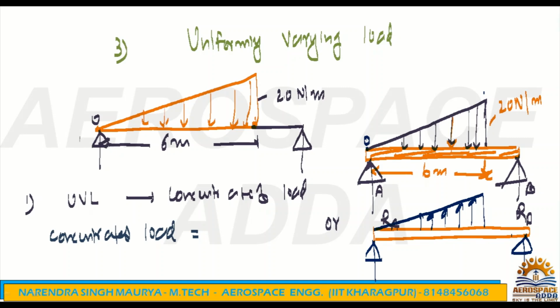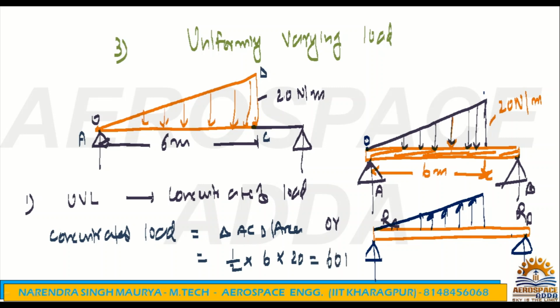What is the area? A, C, this is C now. So you have to write the area of triangle ACD. What is that? 1 by 2 base into height. What is the base? 6. What is the height? 20. So it's nothing but 60 Newton. So 60 Newton is the concentrated load.